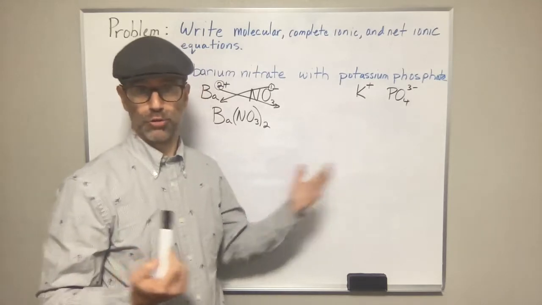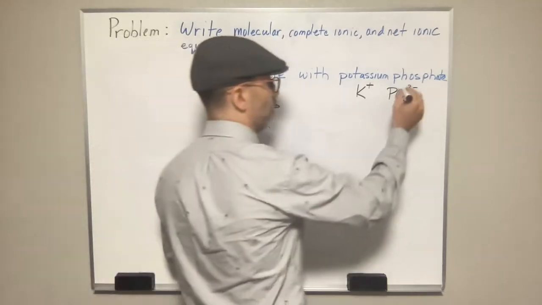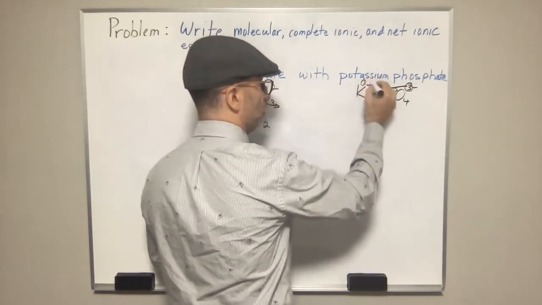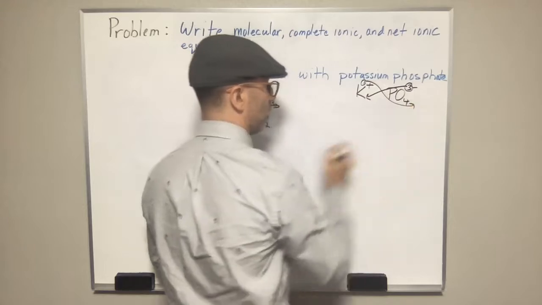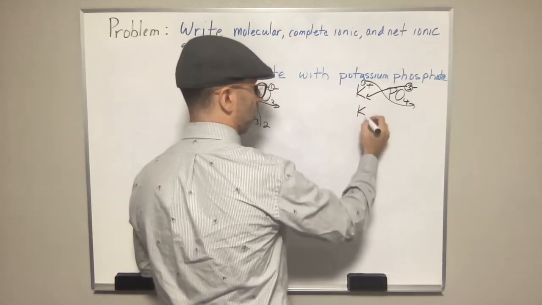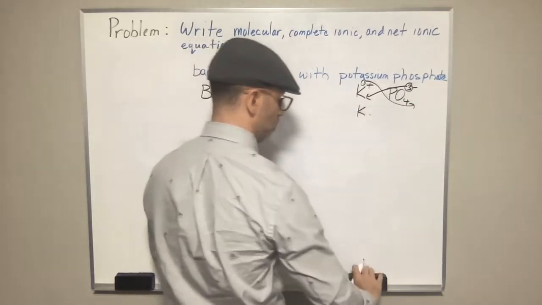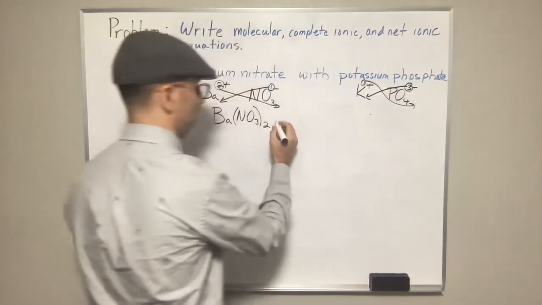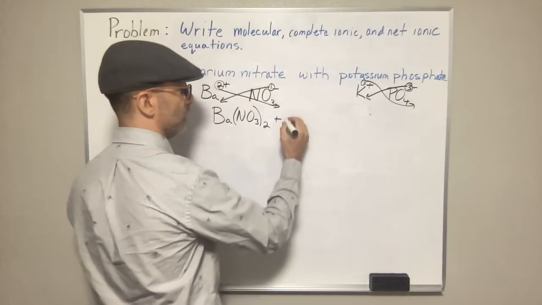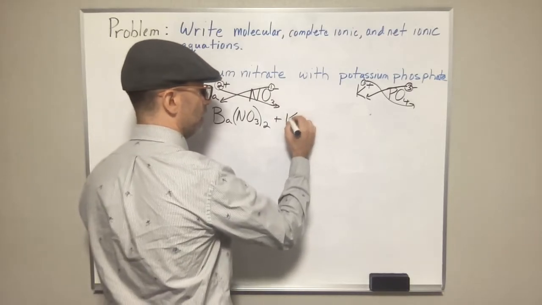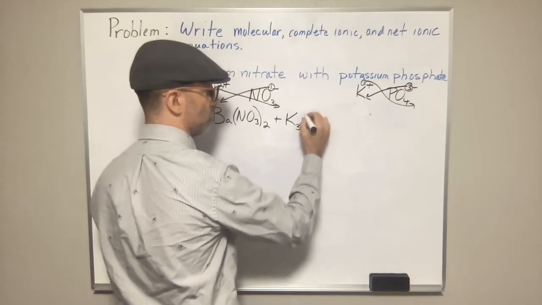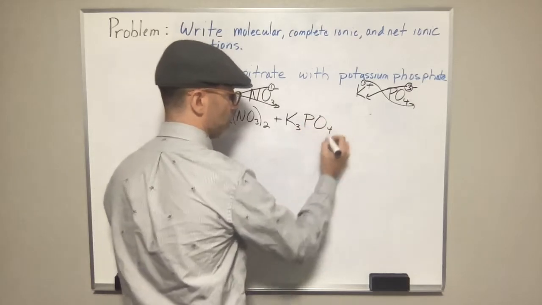I can also do the crisscross method, right? So the 3 goes down there, the 1 goes down there, and so of course I'll have K3PO4. I'm going to write it on this side here. So plus, that's going to be K3PO4. I need 3 potassiums to balance the charge on 1 phosphate.